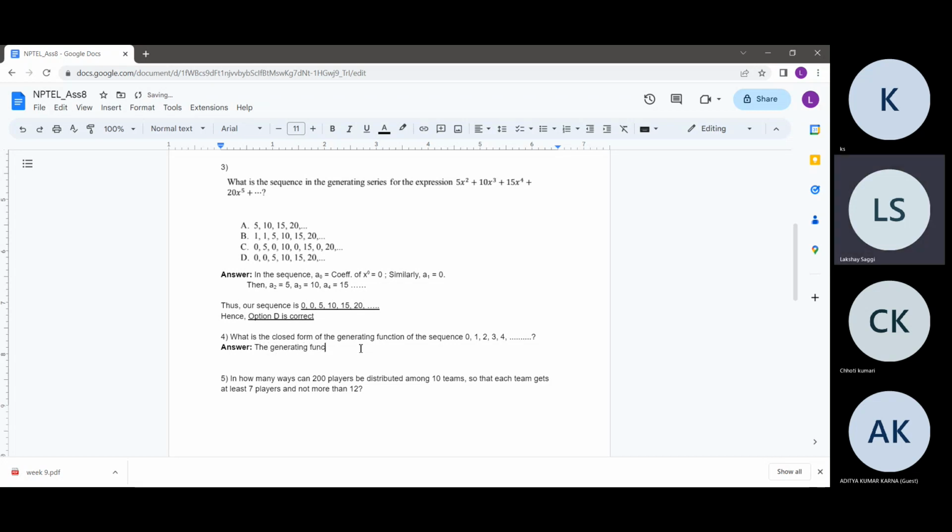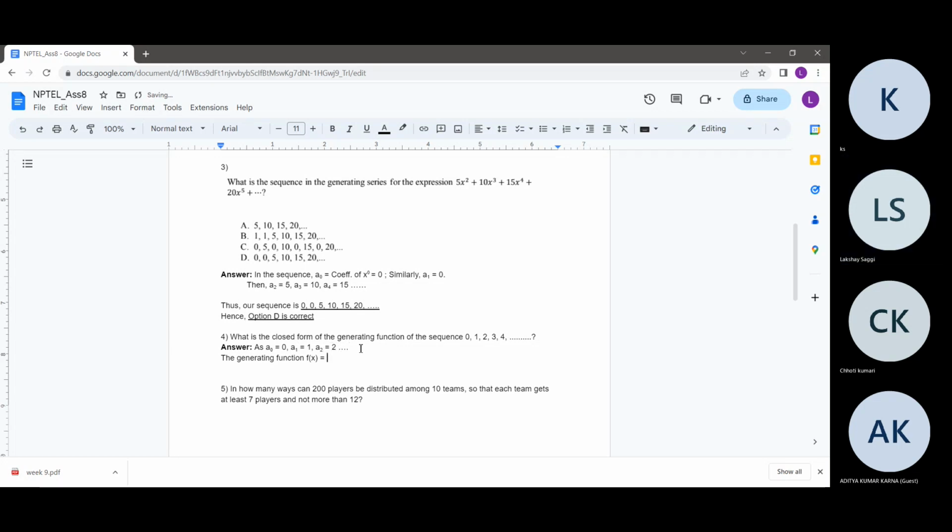The generating function f of x will be nothing but, maybe I'll mention a little bit, a0 is equal to 0, a1 is equal to 1, a2 is equal to 2, and so on. So the generating function is a0 plus a1x plus a2x squared and so on. a0 will be 0, so 0 plus 1 times x, which will be x, plus 2 times x squared, which will be 2x squared, plus 3x cubed, plus up to infinity.